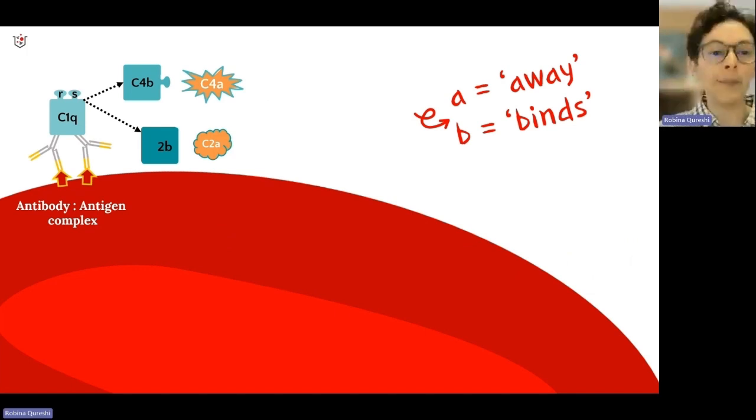So here we've got two. I'm going to do it with the IgG, two bound close together, and C1 becomes activated, and this forms a complex of antibody, antigen and C1qrs. So here's the question. What does this act on next? Is it C2, C4, or C3? So I'm testing your knowledge of the order of the cascade.